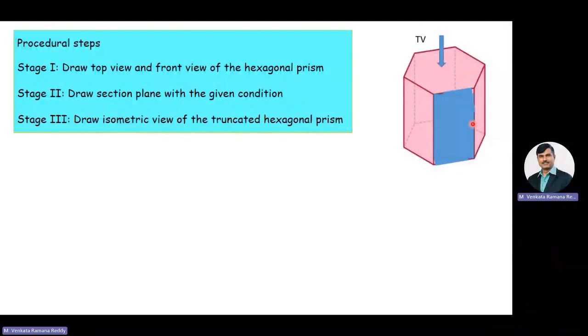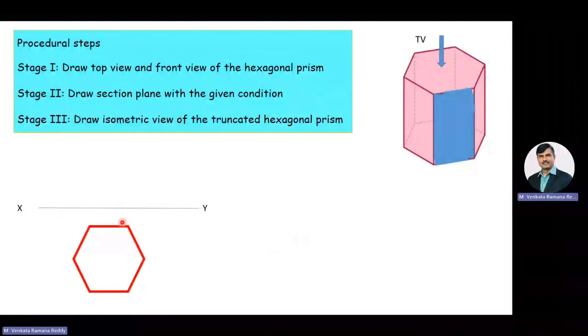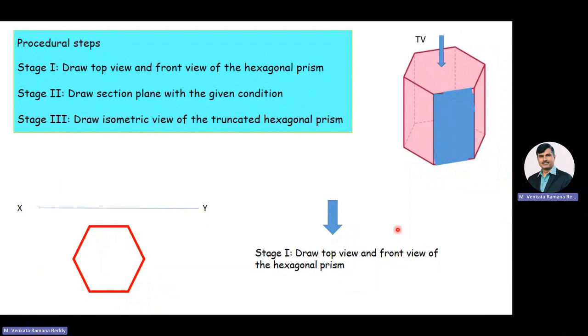Here, this hexagonal prism is resting on its base on HP so that one of its base sides is parallel to the VP. Then its top view is going to be a regular hexagon with one of its base sides parallel to the XY line. This is the top view of a hexagonal prism when it is resting on its base on HP and one of its base sides is parallel to the VP. Now we'll move towards stage 1, that is to draw top view and front view of the hexagonal prism.